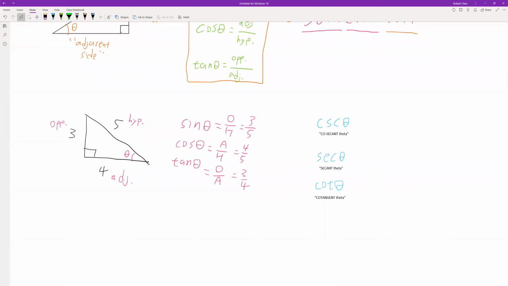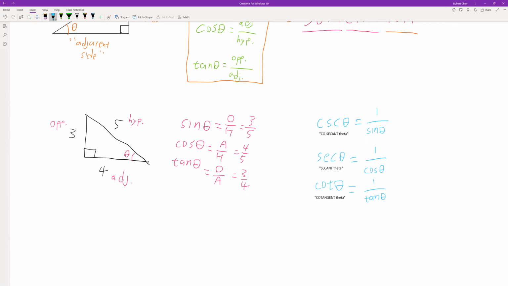Okay, so what these three are, they are just basically the reciprocal of sine, cosine, and tangent, right? So cosecant is 1 over sine theta. Secant is 1 over cosine theta. And cotangent is 1 over tangent theta. Once you know what sine, cosine, and tangent are, it's very easy for us to find cosecant, secant, and cotangent. You just need to take the reciprocal of it.